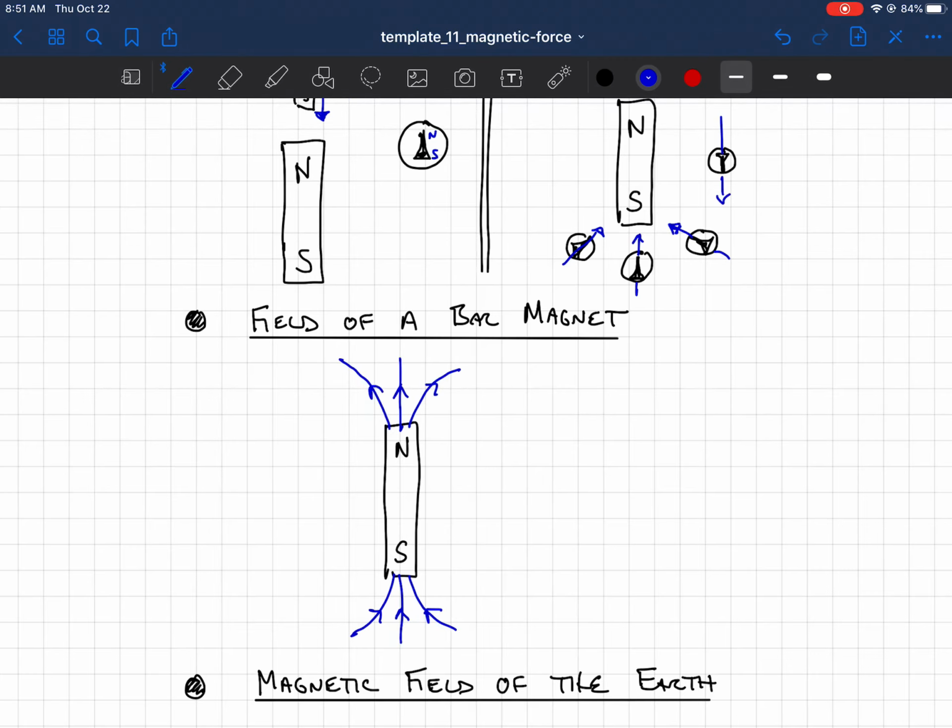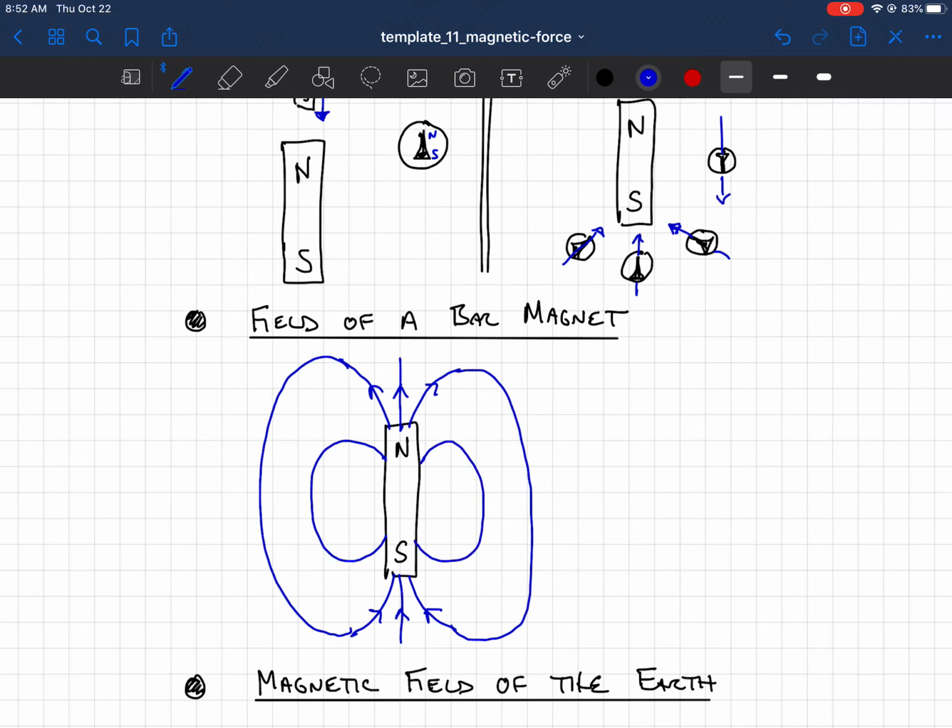And then what happens is they actually wrap around. So the field lines are closed. So we get these closed looping field lines. And in fact, because of that idea that if you break a magnet, you never get just a single pole, you always get a dipole, these field lines, they actually go through the magnet like this. So this is what the field of a bar magnet looks like. So we can put a few more arrows to show what it looks like.